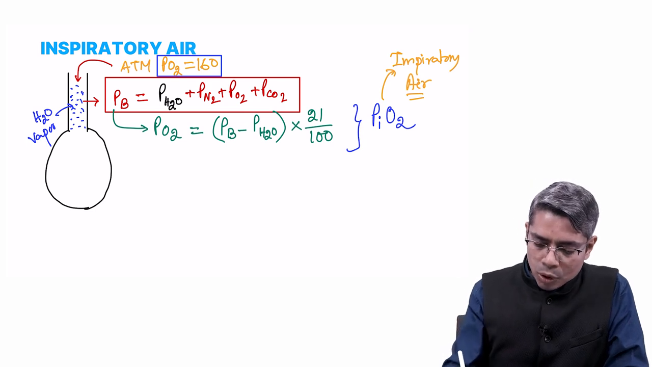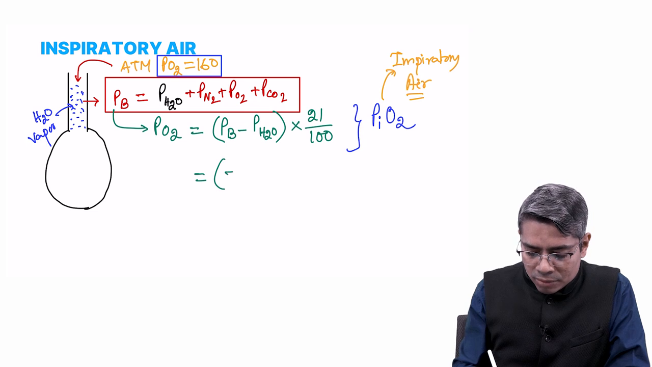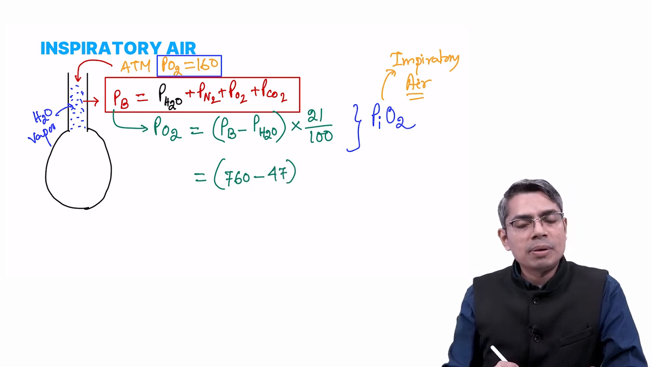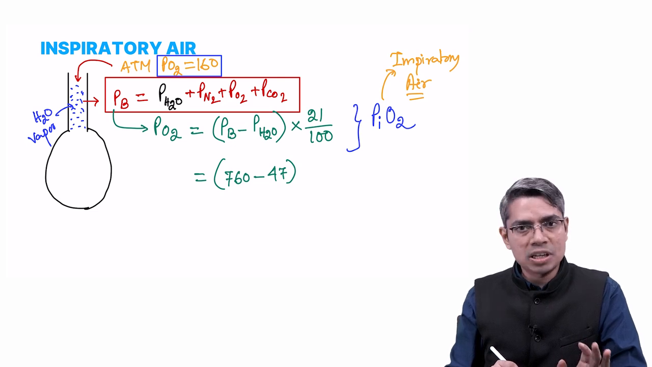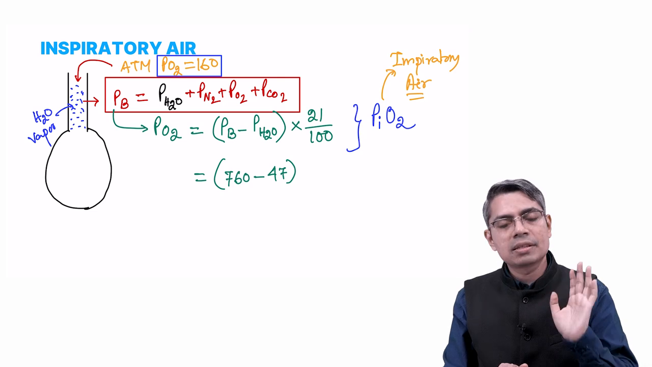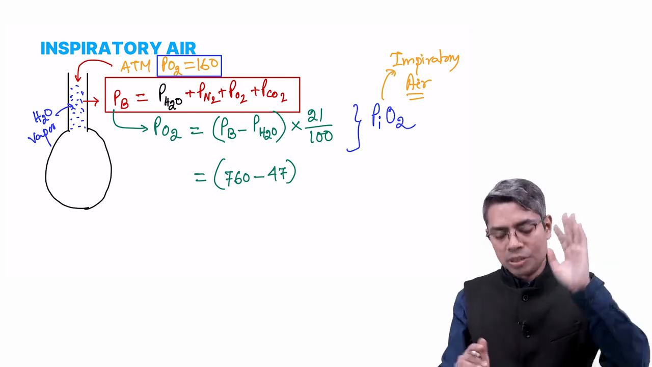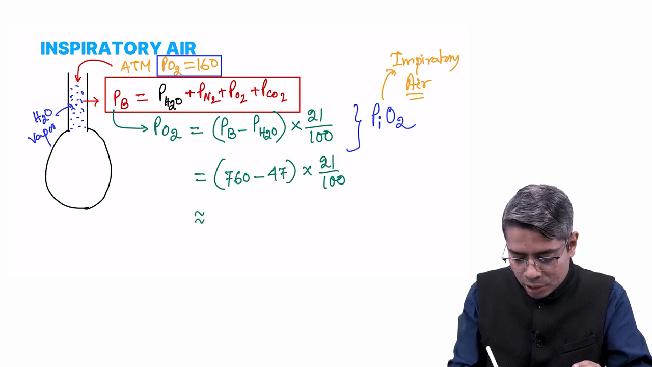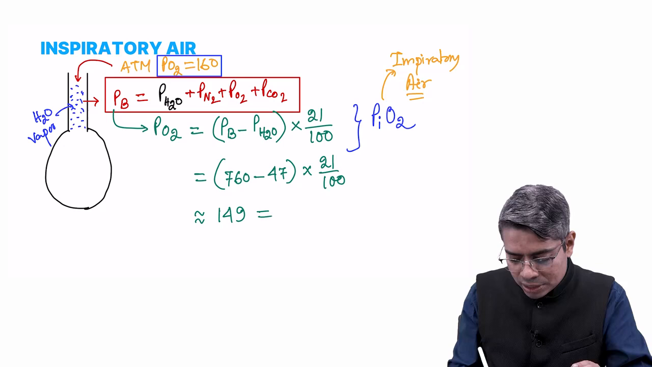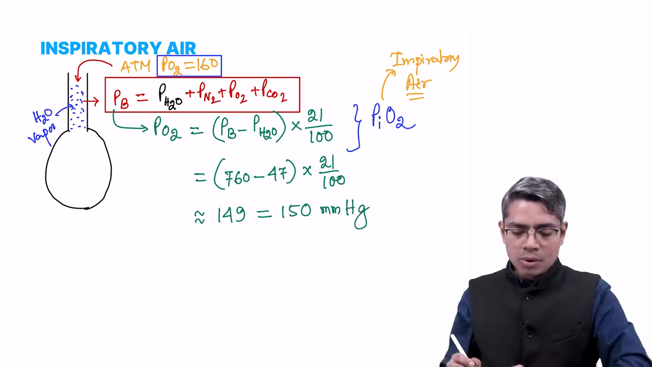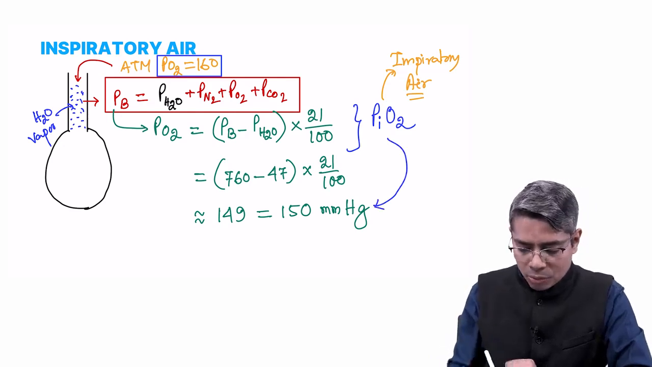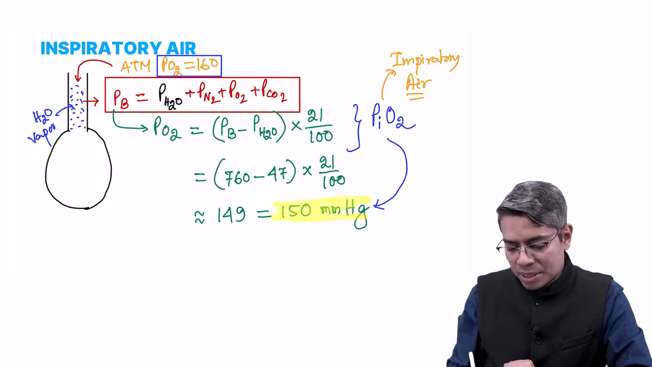So if I put in the normal values, PB normal value is 760 millimeter of mercury. PH2O, I told you already, water vapor pressure is 47 millimeter of mercury at core body temperature. If your body temperature is not changing, then this 47 will remain the same irrespective of the altitude, multiplied by 21 upon 100. If you simplify this, it will be equal to 149. So we take an approximation of 150 millimeter of mercury. If I ask you the value of PiO2, your answer will be: normal PiO2 is 149 or 150 millimeter of mercury.